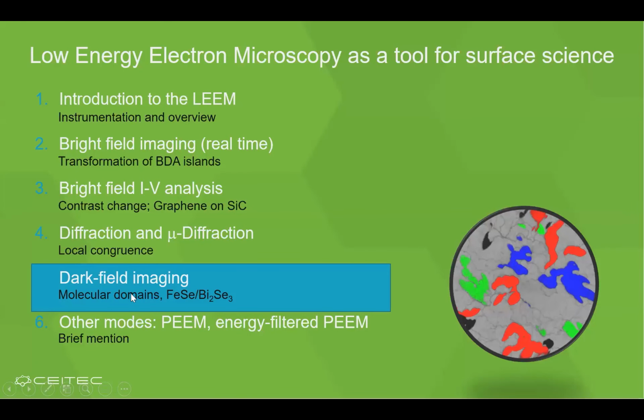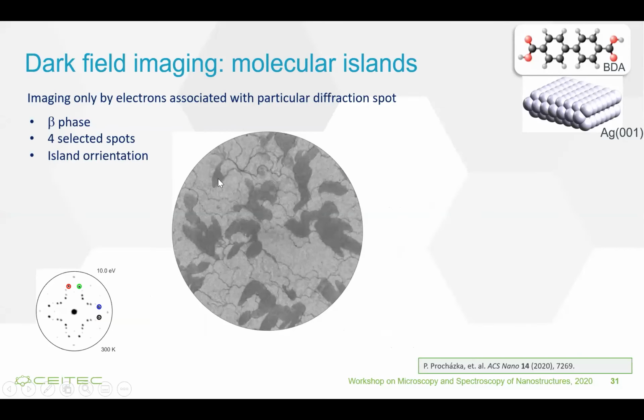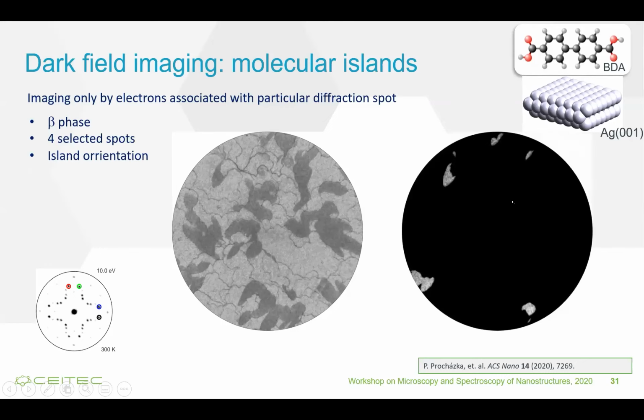And the final part is so-called dark field imaging. Dark field imaging is that we do not use the specularly reflected beam to image the surface, but we take one of the diffraction spots, which we put an aperture on, and only image with this aperture. Then, going back to our molecular phase, we selected 4 spots from different domains, and then we image only with those spots. So now this is the complete image, and this is the image from the spot.